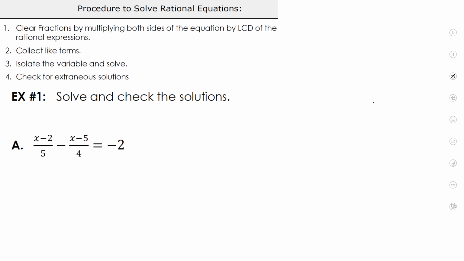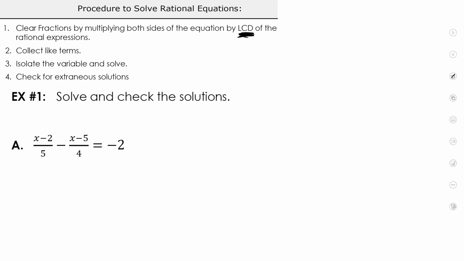First, we're going to clear the fractions by multiplying the whole thing by the least common denominator. Okay? Clear the fractions means eliminate fractions. We don't want to deal with fractions. So guys, let's think about what the least common denominator is for this first example. 20. That's the least common denominator.